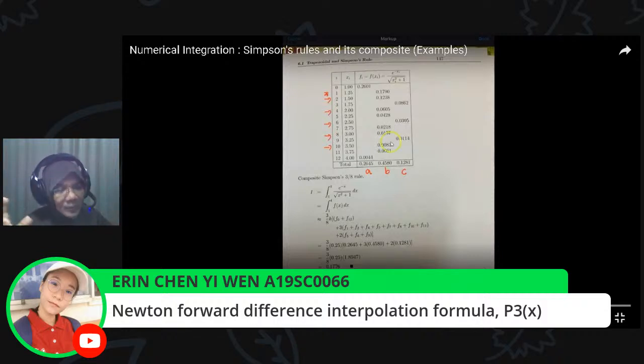Meaning that when you increase the order, the result is very good. So how to improve? You said that you need to increase the order. The weakness of Simpson's 3/8 is that we need to use 3 columns.